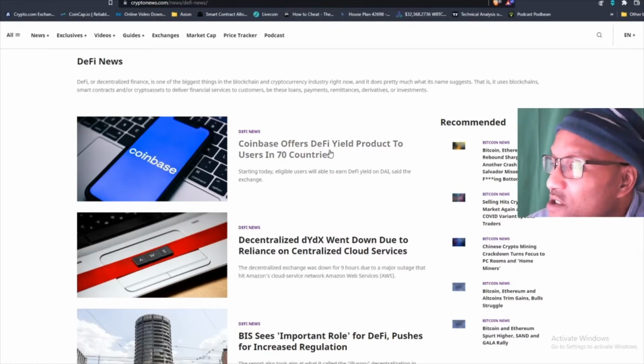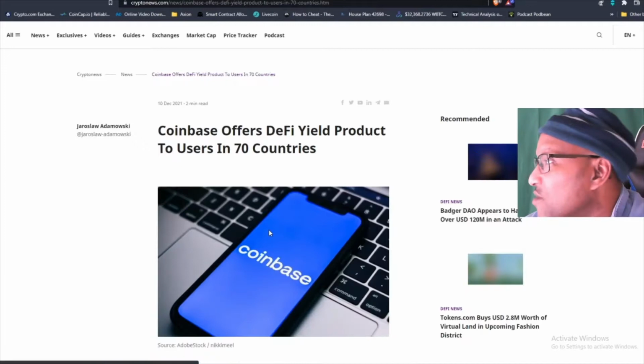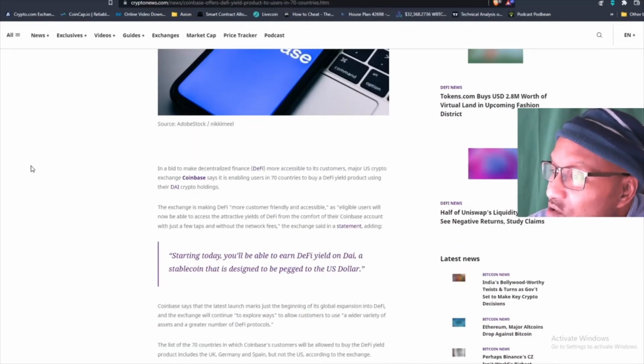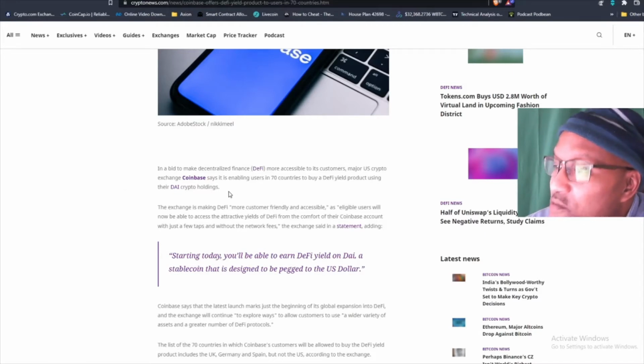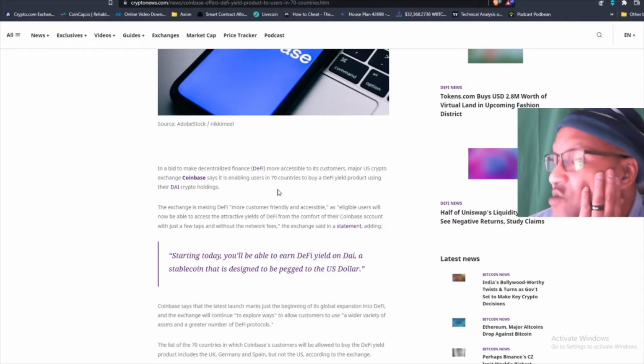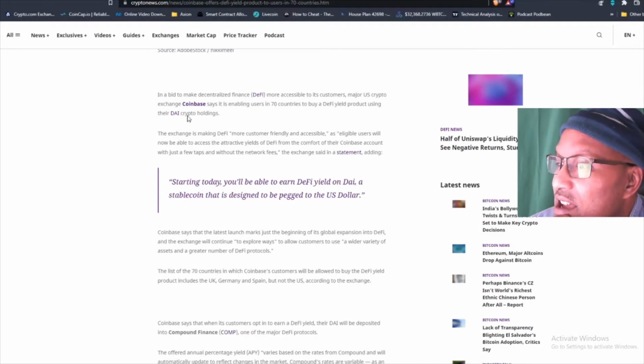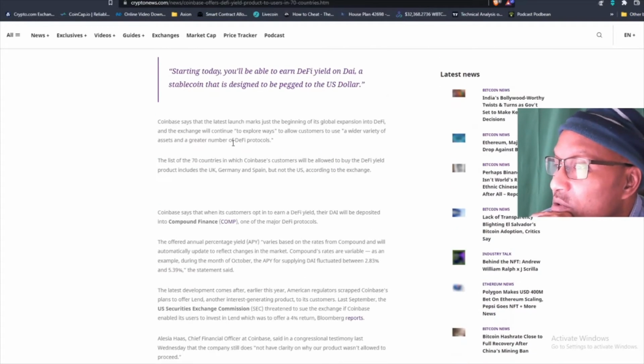Let's see. Coinbase offers a DeFi yield product to users in 70 countries. Let's see what Coinbase is talking about. In a bid to make decentralized finance more accessible to its customers, major U.S. crypto exchange Coinbase says it's enabling users in 70 countries to buy DeFi yield product using their DAI stablecoin crypto holding. So basically what it's saying, which countries?